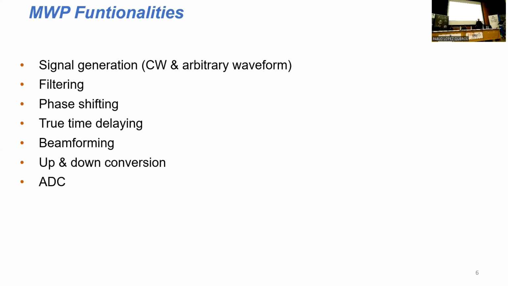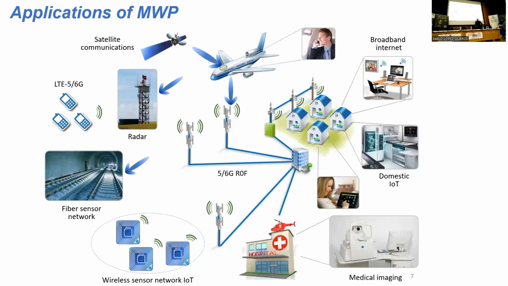But these are the main, let's say, basic functionalities upon which we can build elaborate systems. Right. So applications, well, there are many, as I said before. Right now, there is a wider number of civil applications than defense, by the way. They can include 5G, satellite communications, medical imaging systems, and more recently fiber sensors, sensing devices, sensing configurations, wireless sensors, etc.